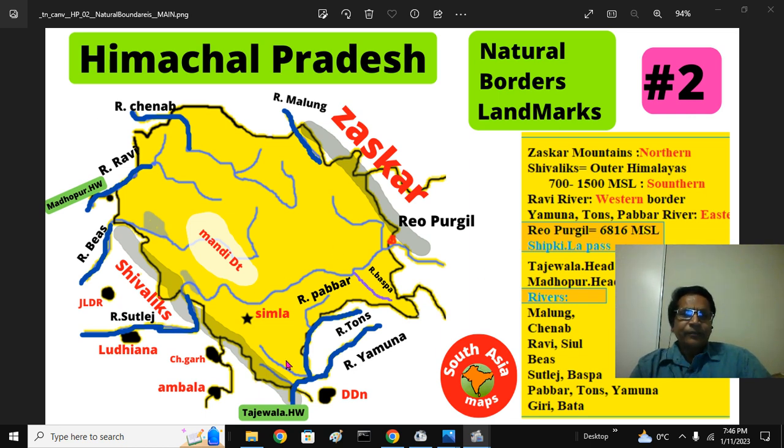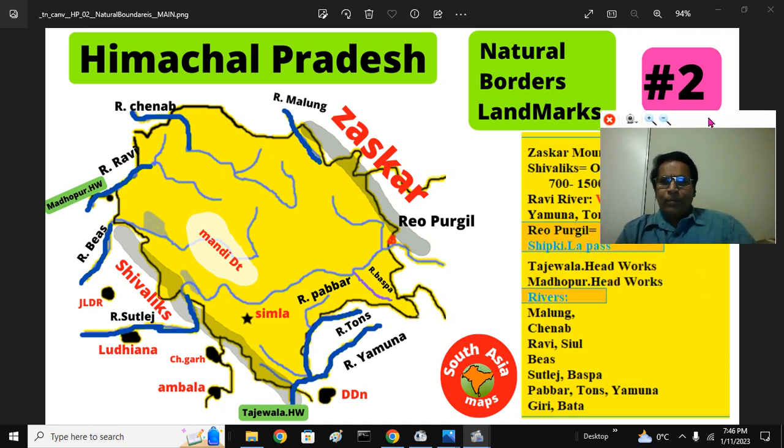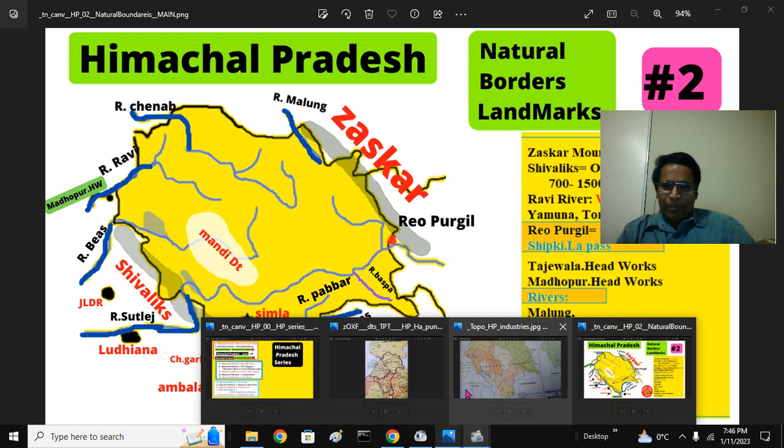So this is the broader, the natural boundaries, the Malung river, Chenab river, Ravi, Siul, Bias river, Satluj and Baspa river, Pabbar, Tons, Yamuna, Giri and Bata. Giri river, Bata river, you can very easily remember. These are the natural landmarks of the Himachal Pradesh.